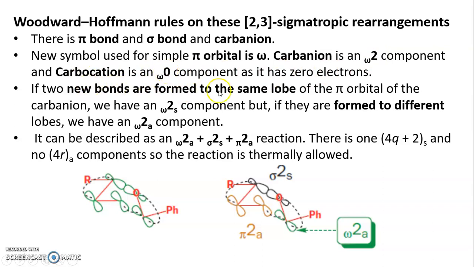If 2 new bonds are formed to the same lobe of the pi orbital of the carbanion, then it is called gamma omega 2 suprafacial, and different lobes, gamma 2 antarafacial. So this reaction can be described as this one. Now here, in this case, we have only an alkene, no diene, and if you see only one component, that means odd. So this reaction is also thermally allowed.